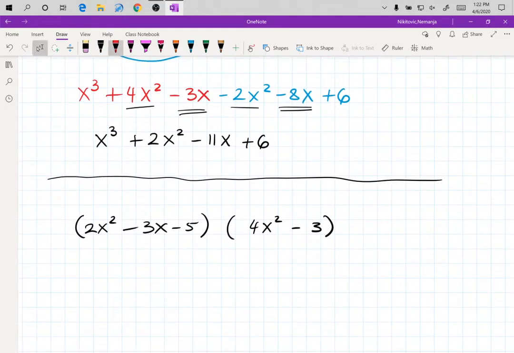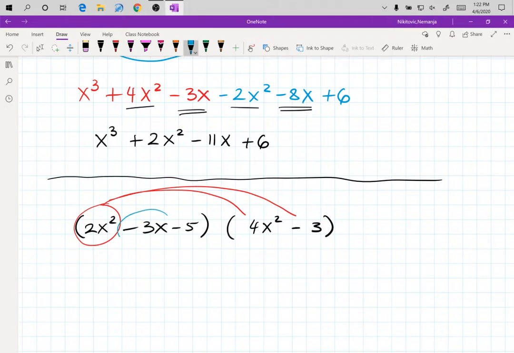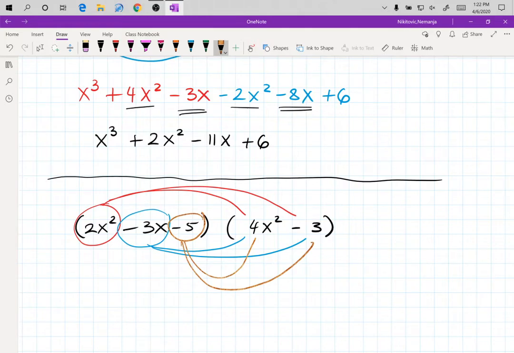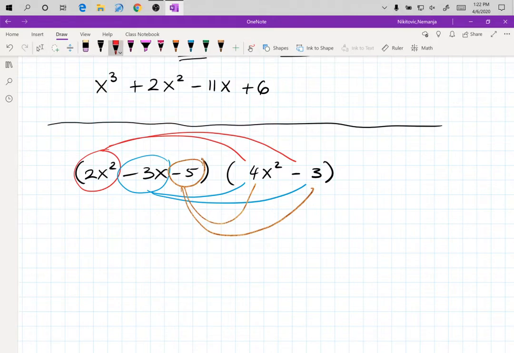What's important is to understand that we're going to take the first one into both of these. Then we're going to take the second one into both of these. And then I have a third one. Let's go. This one will also go into both of these. So now, since we have 3 in front, each one needs to distribute. Okay, so what are the red ones?